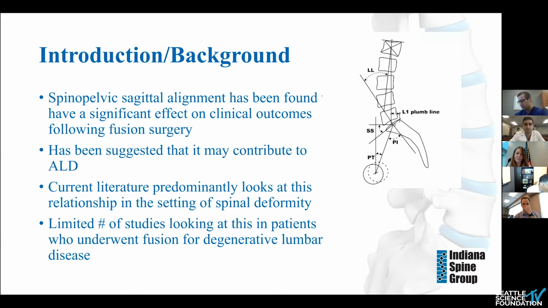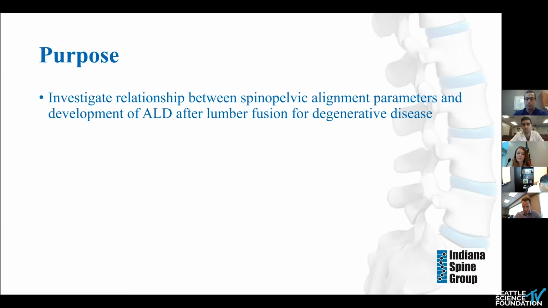For some introduction, spinopelvic sagittal alignment has been found to have a significant effect on clinical outcomes following fusion surgery, and it's also been suggested that it may contribute to adjacent level disease as well. Current literature predominantly looks at the relationship between sagittal alignment and ALD in the setting of spinal deformity, with a limited number of studies looking at this in patients who underwent fusion for degenerative lumbar disease. So the purpose of this study was to perform a meta-analysis to pool the available data to investigate the relationship between spinopelvic alignment parameters and development of ALD after lumbar fusion for degenerative disease.